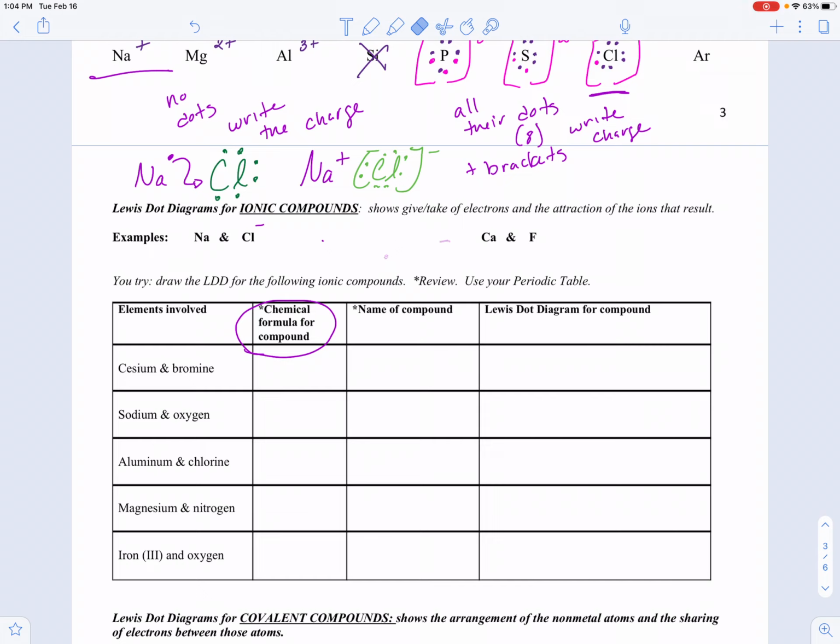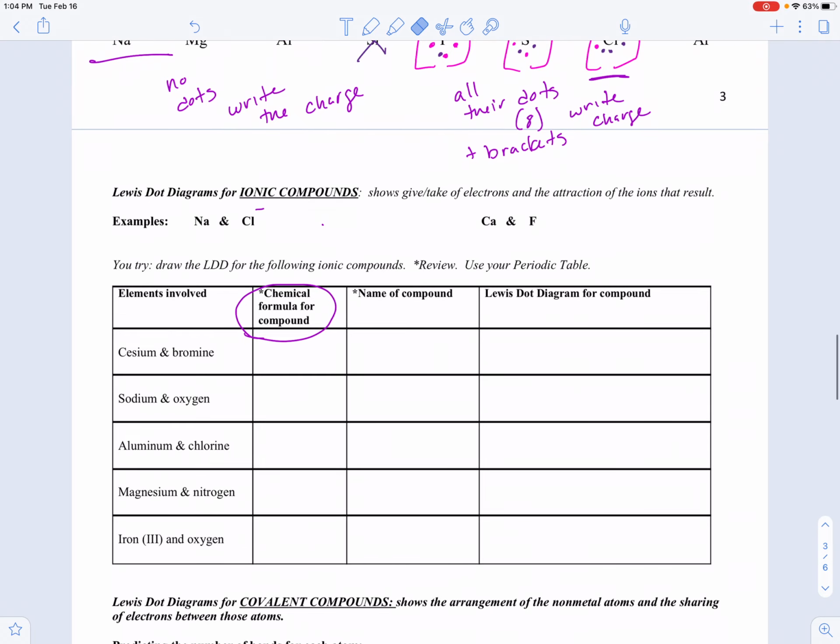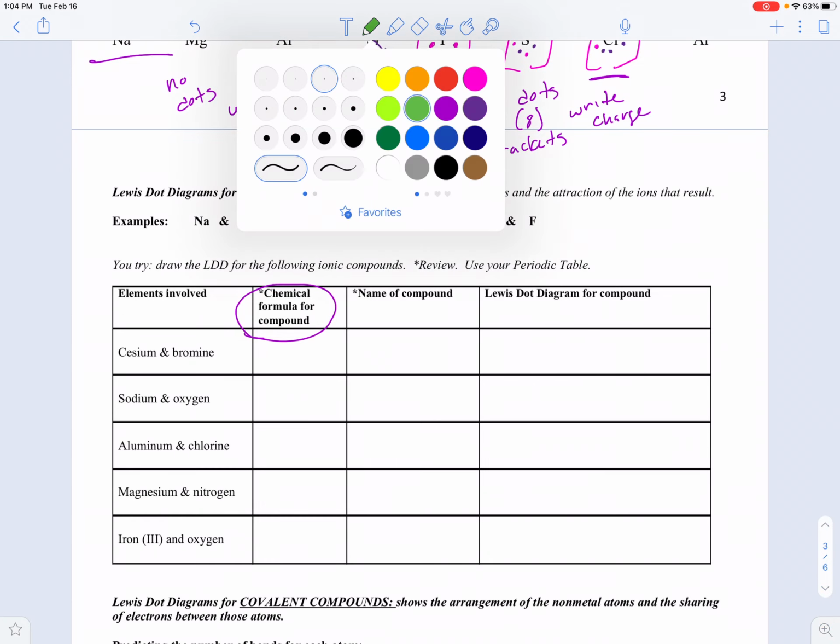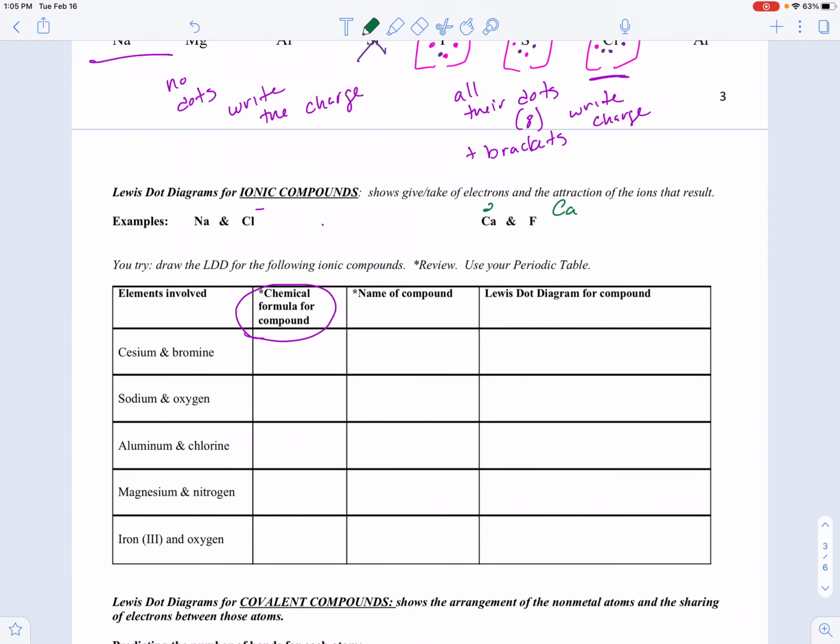I'm going to erase some of this stuff. I'm going to do calcium and fluoride, which is going to be a little bit more complicated because calcium has a 2+ charge and fluorine has a 1- charge. So if calcium has a 2+ charge and fluorine has a 1- charge, what's actually going to happen is that calcium is going to attract 2 fluorines or fluorides to get to net neutral. So the formula is actually going to be CaF2, right? So 1 calcium and 2 fluorides.